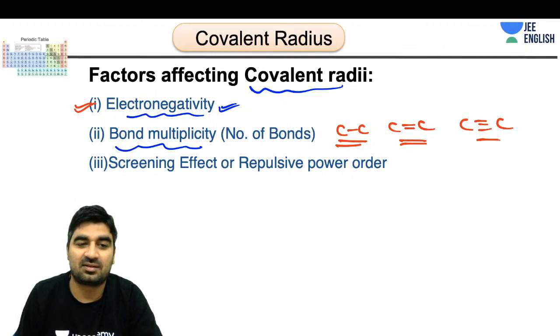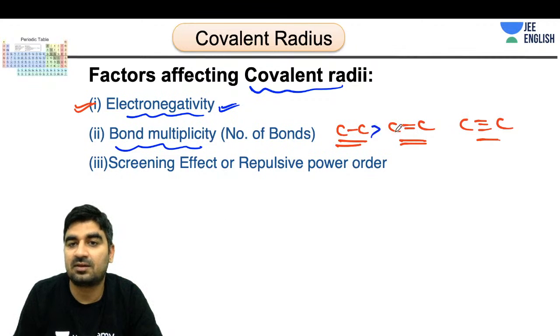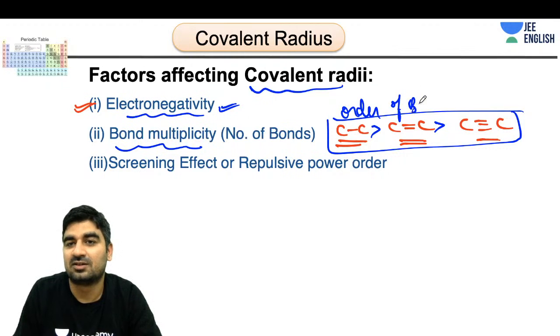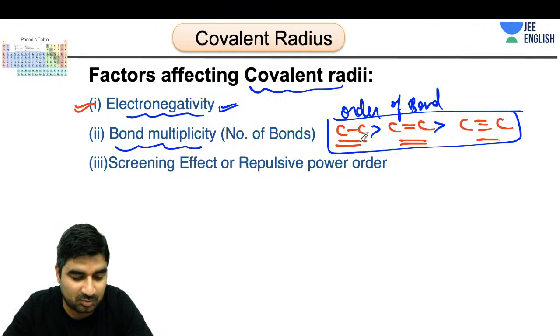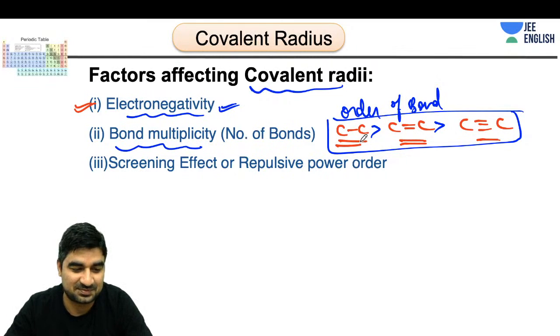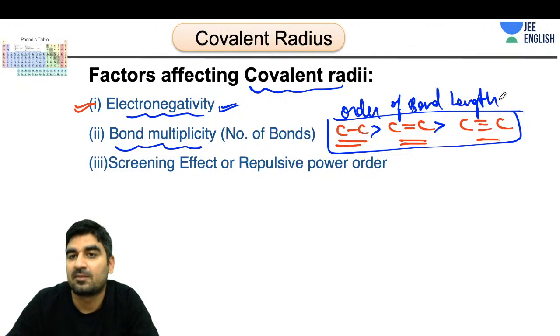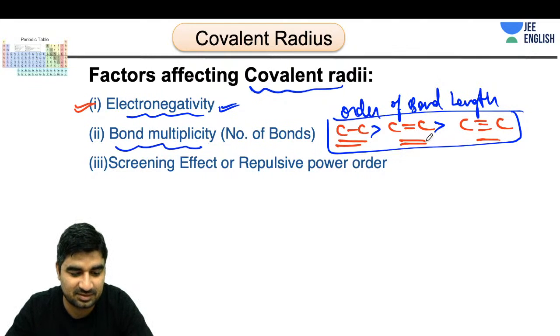So we have here C-C, C double bond, and this. Got it? This is the order of bond length. So what can I say? As bond multiplicity increases, double bond, triple bond, size decreases. Yes, it is the strongest and the shortest order of bond. Okay, order of bond length. So this is triple bond, double bond, and single bond. Got it? Any doubt, Suraj?